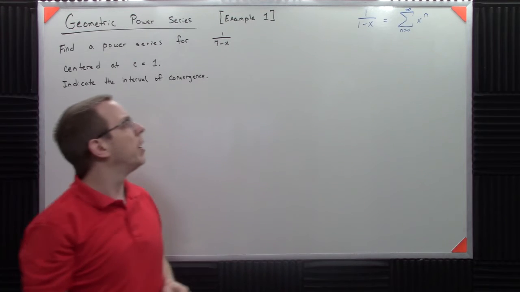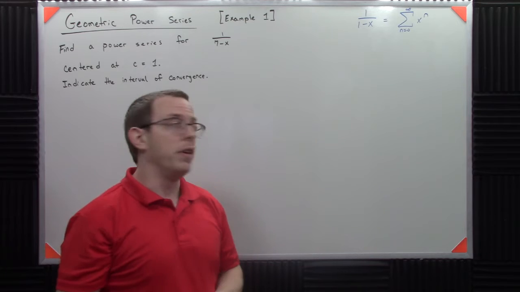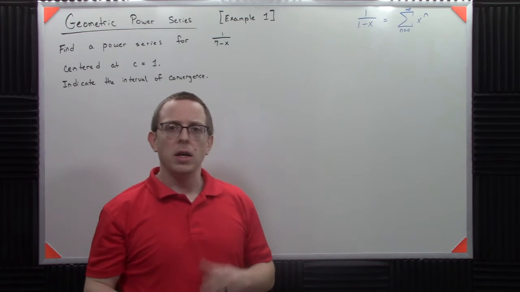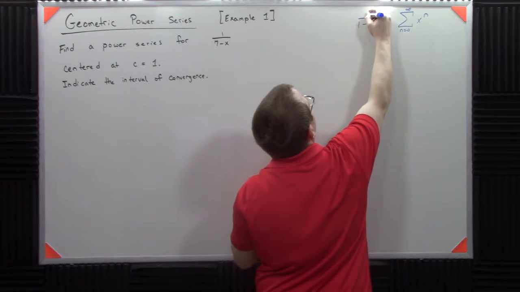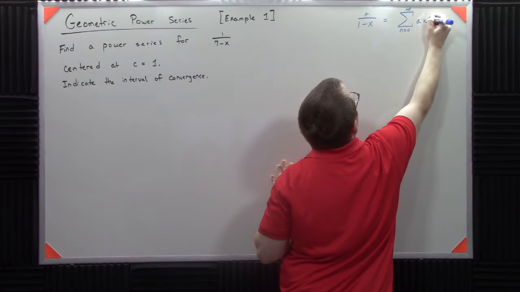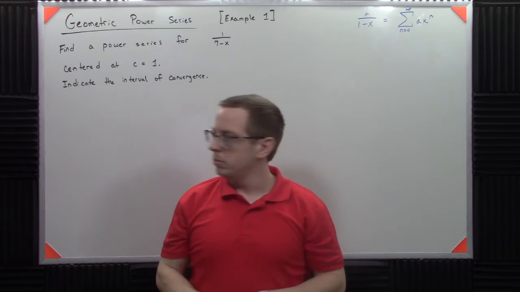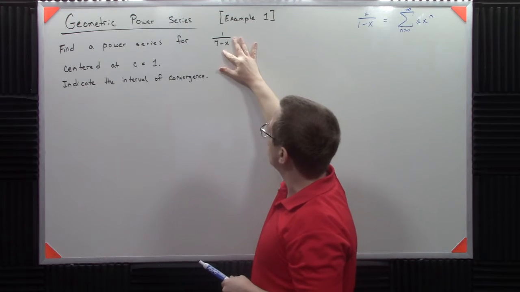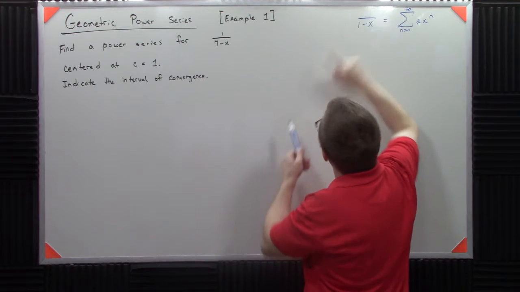1 over 1 minus x is the infinite series from 0 to infinity of x to the n. And then in general, if I had an a here, that's a x to the n. So we'll go ahead and write that for reference. So what we need to do here is get something like this into something that looks like that.